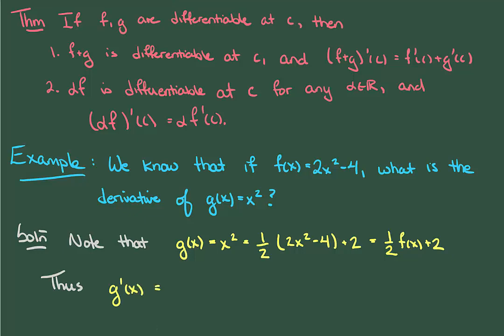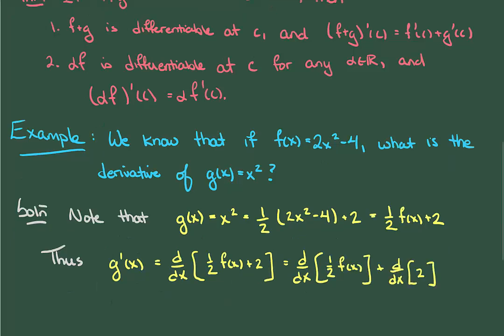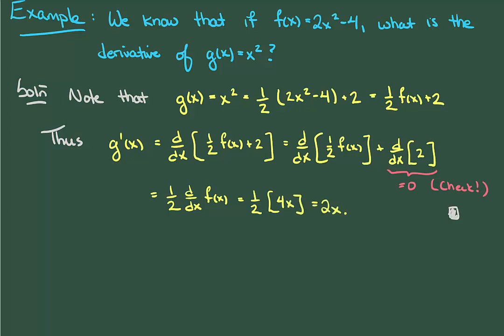Differentiating g in this form will allow me to use part 1 of the theorem above and split the derivative into the sums of these two functions. The derivative of any constant function is 0, and you should check this if you haven't already. So using part 2 of the theorem, I'm going to bring that 1/2 factor out of the derivative. And using the fact now that the derivative of f is 4x, we get our answer of 2x.